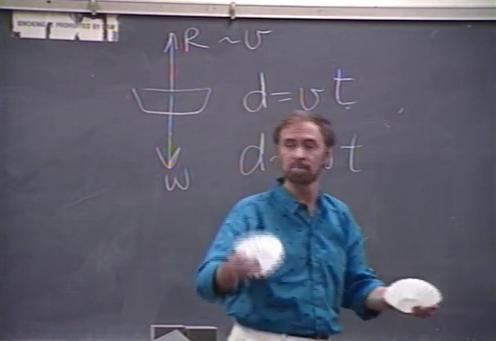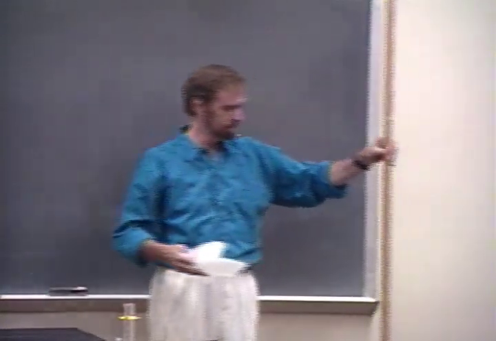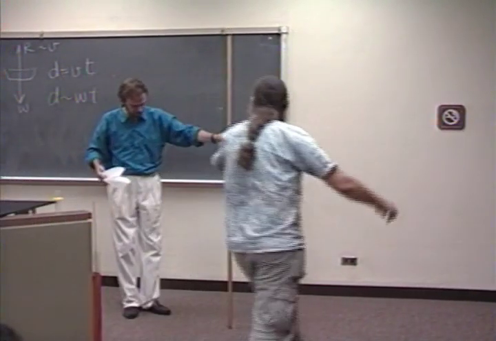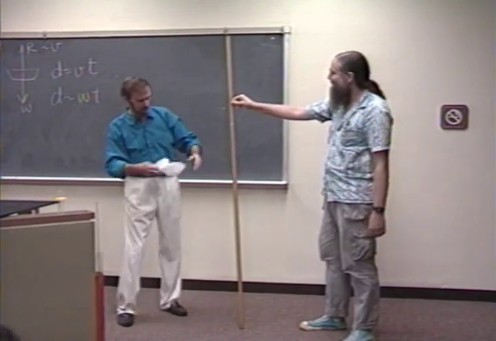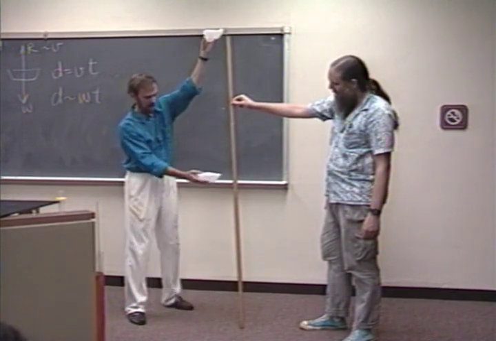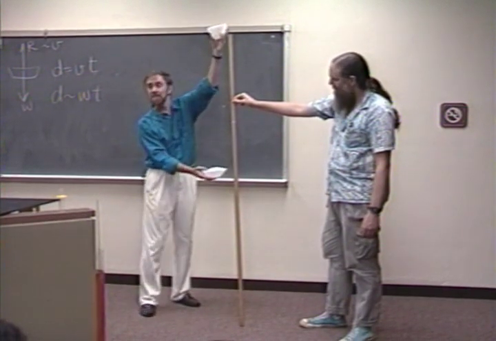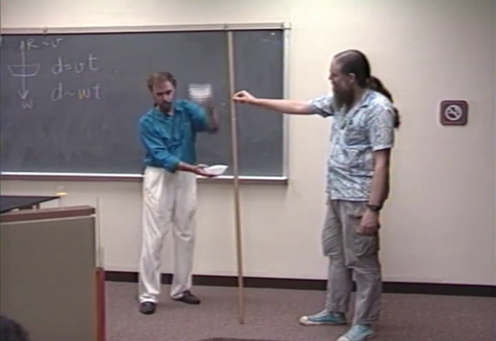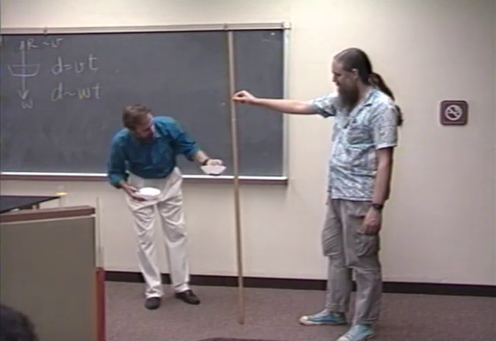Let's see if that's true. Ted, can I have your help? I've got a 2-meter stick here, gang. Ted, could you hold that 2-meter stick up? This is Ted Bradstrom, TA. What I'm going to do is hold this one up here, 2 meters high, and this one 1 meter high, and I'm going to drop them at the same time. If the resistance is proportional to velocity, they'll hit the ground at the same time, because this one will fall twice as far as this. Okay? Let's try it and see.